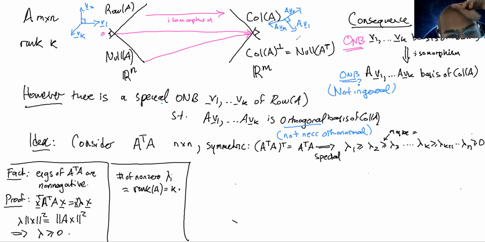Row reduce? That's not such a good idea because row reduction messes up the eigenvalues. Remember, row reduction preserves the rank, but it messes up the eigenvalues. So that's actually not such a good idea.